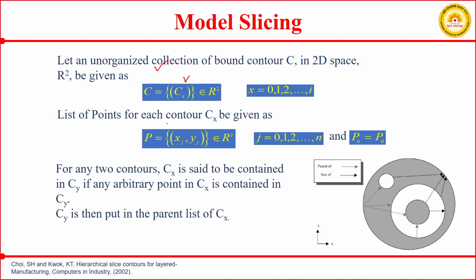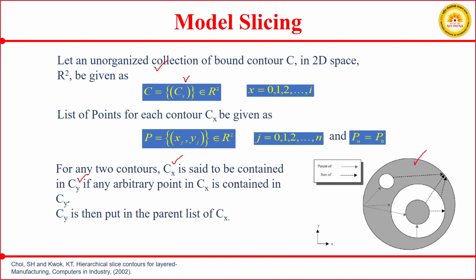Suppose there are multiple points in a particular contour, like for C1 there may be points x1 y1, x2 y2, x3 y3. There may be different points in one contour, and similarly with another contour. So rather than that, we consider two contours, Cx and Cy, and we need to identify the relationship between these contours.